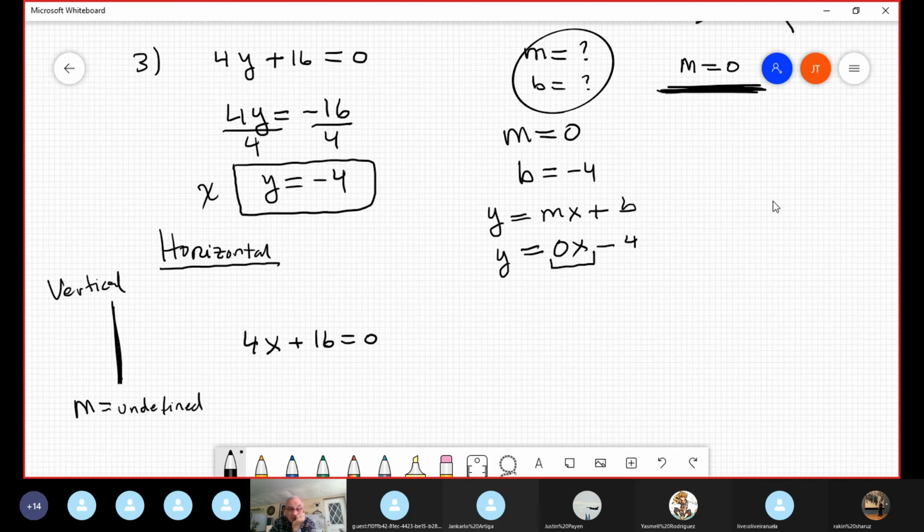And what about B? B does not exist because this vertical line never crosses the y-axis. More clear? Yes, thank you so much. Always a pleasure.